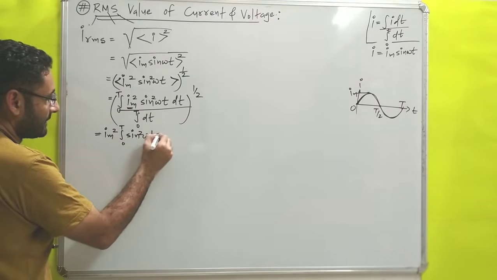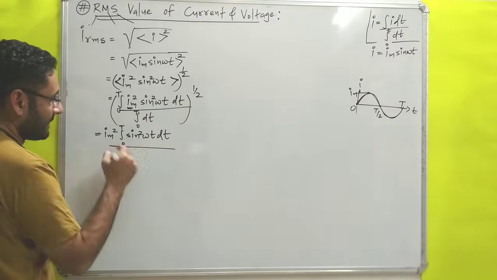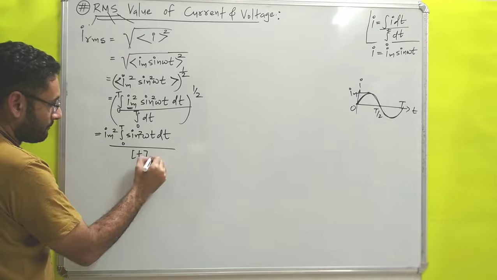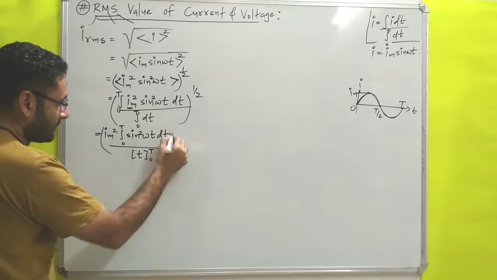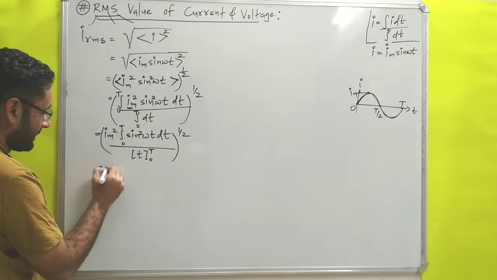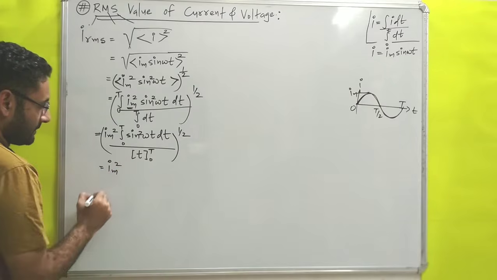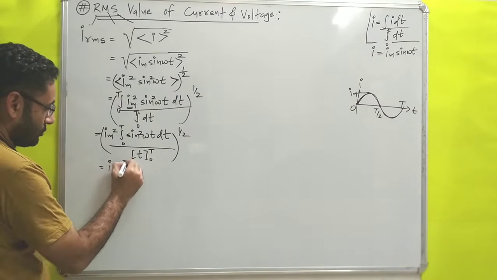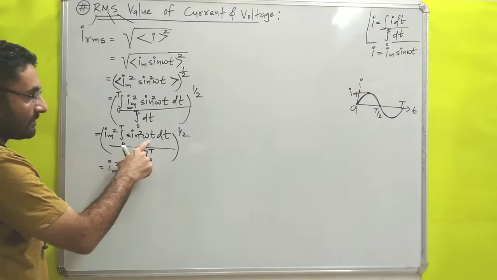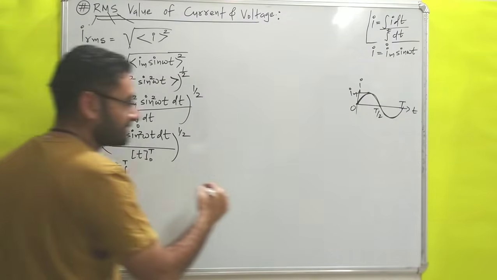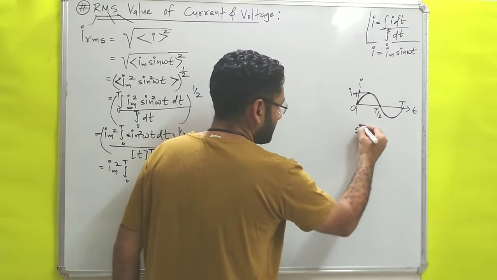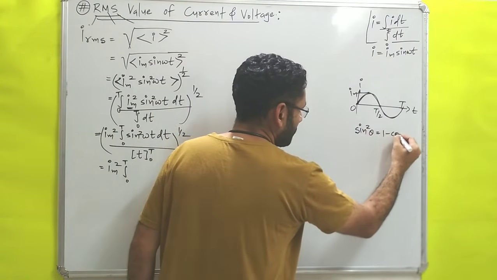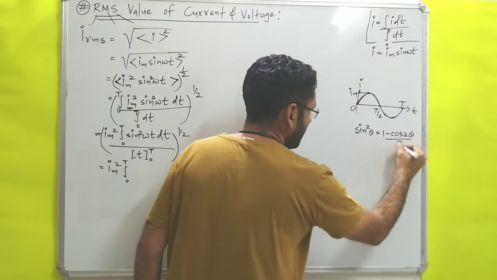sin square omega t dt divided by, now integration of 1 dt is simple t, that is limit 0 to T, whole raised to 1/2. Then Im square, that is the integration of 0 to T sin square omega t. You have heard about one equation in maths, that sin square theta is equal to 1 minus cos 2 theta divided by 2.